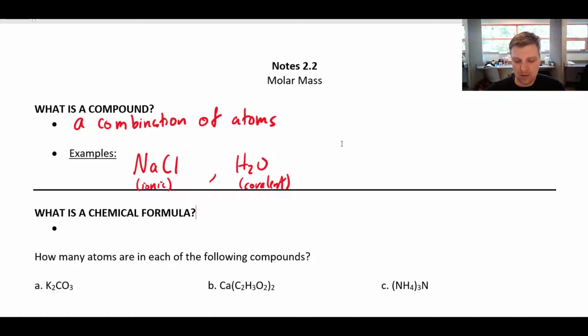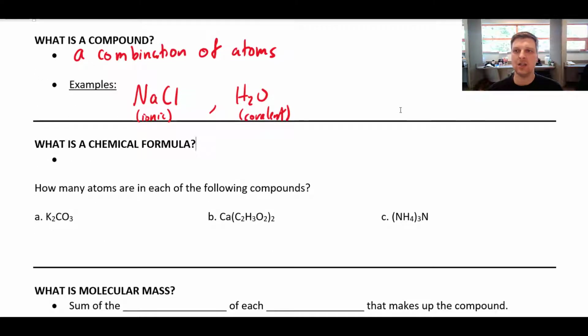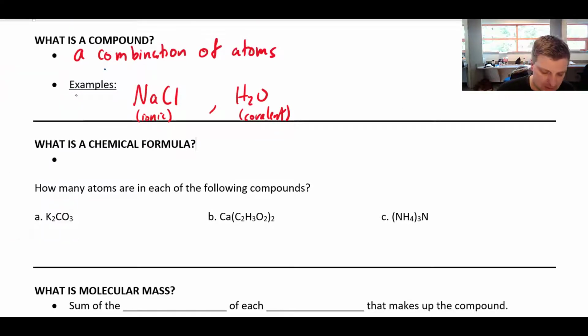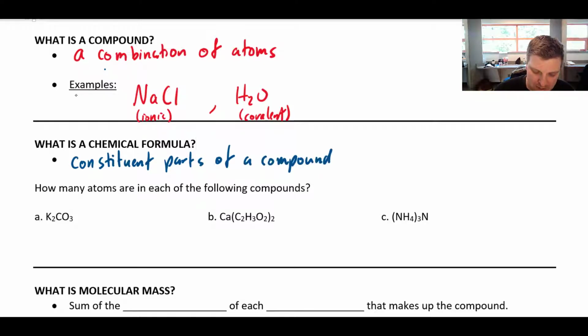So what is a chemical formula? Well, a chemical formula is basically just reducing the compound down to its constituent parts. So the chemical formula just tells us the constituent parts of a compound. Now, what do we mean by that? Well, a chemical formula, for example, NaCl or H2O, just tells me exactly how many sodiums and chlorines or hydrogens and oxygens I'm dealing with in one of these compounds.